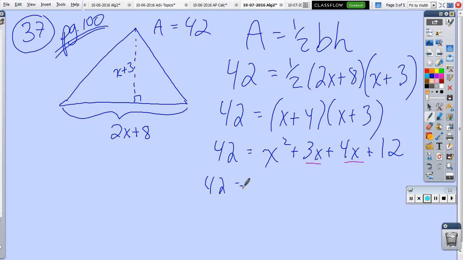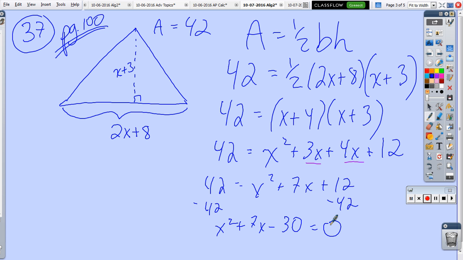So 42 is equal to x squared plus 7x plus 12. Minus 42 on each side, so we get the thing set equal to 0. So x squared plus 7x minus 30 equals 0. I went ahead and flipped it around to equals 0. You can do that at any point you want. That's fine.